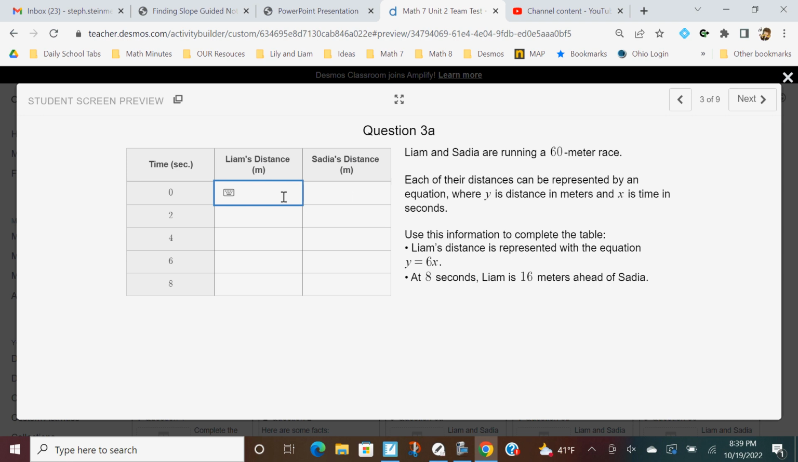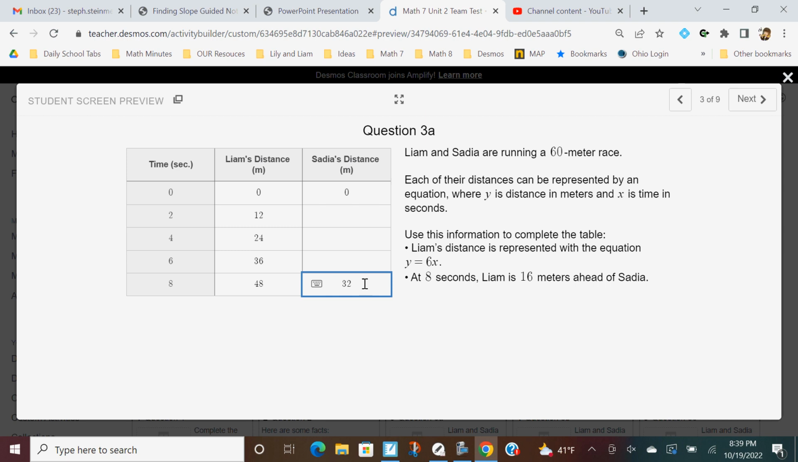So I know that 0 will be 0 for both of them, and that Liam's going at 6 meters every 1 second. So 2 seconds would be 12, because 6 times 2 is 12. 4 seconds would be 24, because 6 times 4 is 24. 6 seconds would be 36, and 8 seconds would be 48. So then this next part says at 8 seconds, he's 16 meters ahead of Sadia. So that means that Sadia's 16 meters behind him. So you do 48 minus 16, which gives me 32.